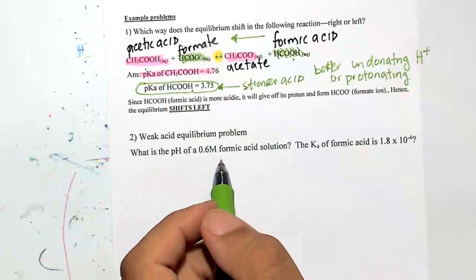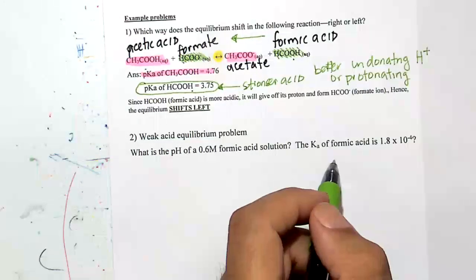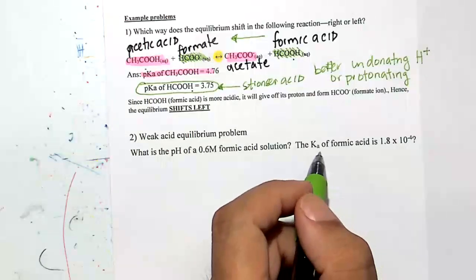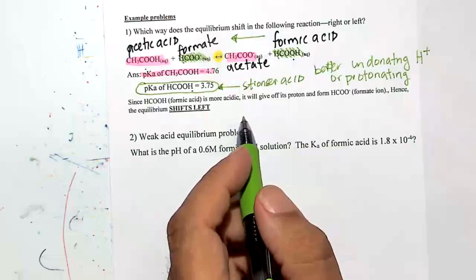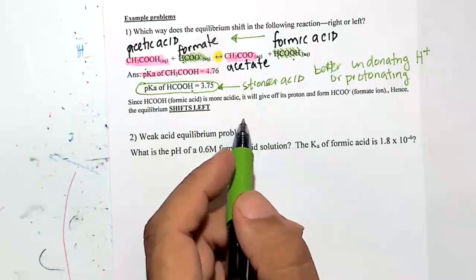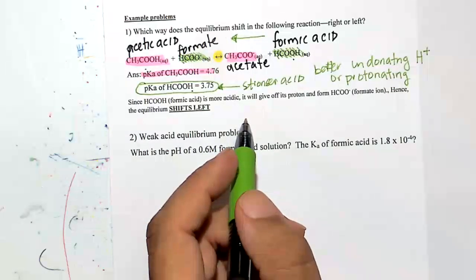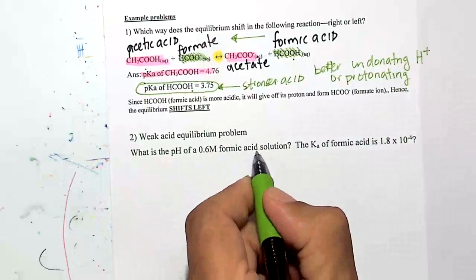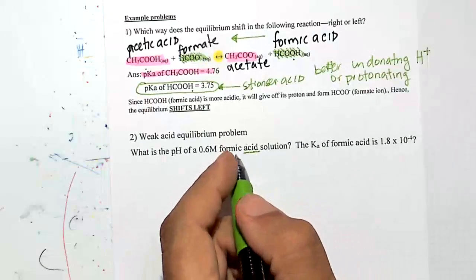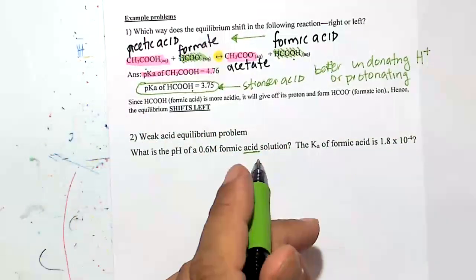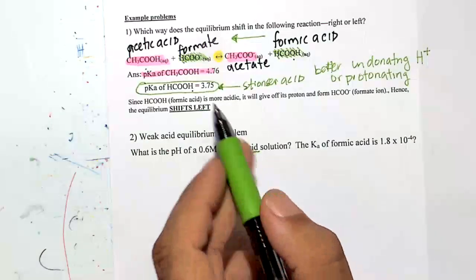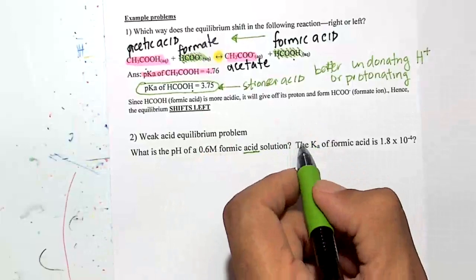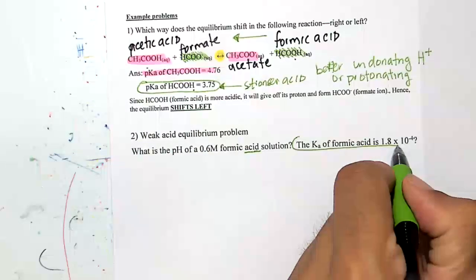All right, the pH of a 0.6 molar formic acid solution. The Ka of formic acid is 1.8 times 10 to the minus 4. So a question for you guys, what is formic acid? Is it a strong acid? Okay, the answer is no. Okay, is it a strong base? Okay, absolutely not, because first of all, the problem says acid. Okay, is it a weak base? No, because it's formic acid. Is it a weak acid? The answer is yes. Okay, it's a weak acid, and they even give you the Ka.